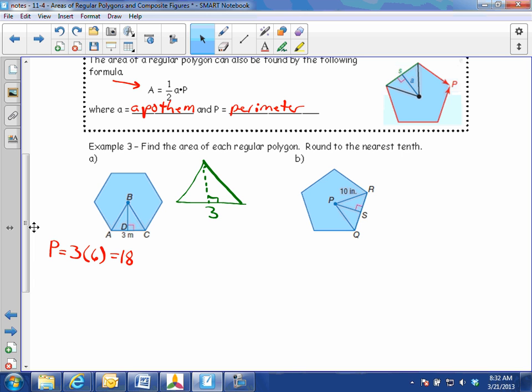Alright, well, in order for us to use our nice little formula, we also need to know how long the apothem is. We can use the 30, 60, 90. Ooh, do we know if it's actually 30, 60, 90? No, we don't. Try. What about the Pythagorean theorem? How many sides do we need to know? Two, we only know one.